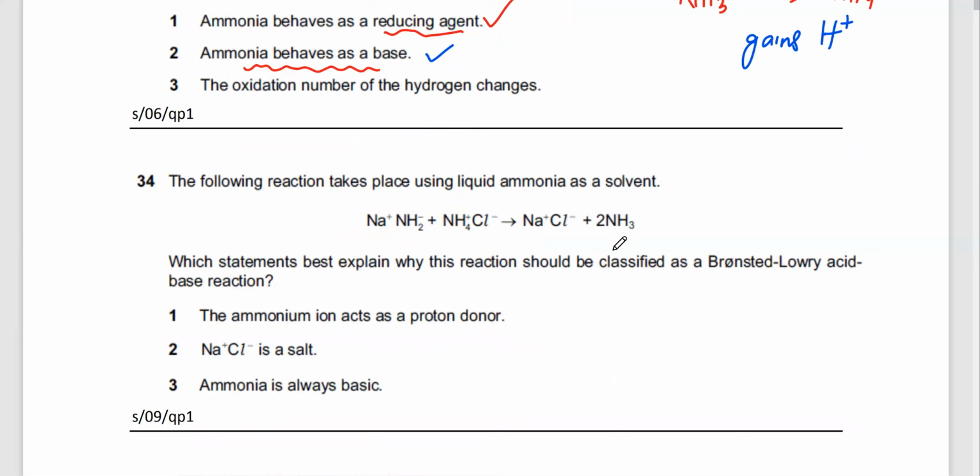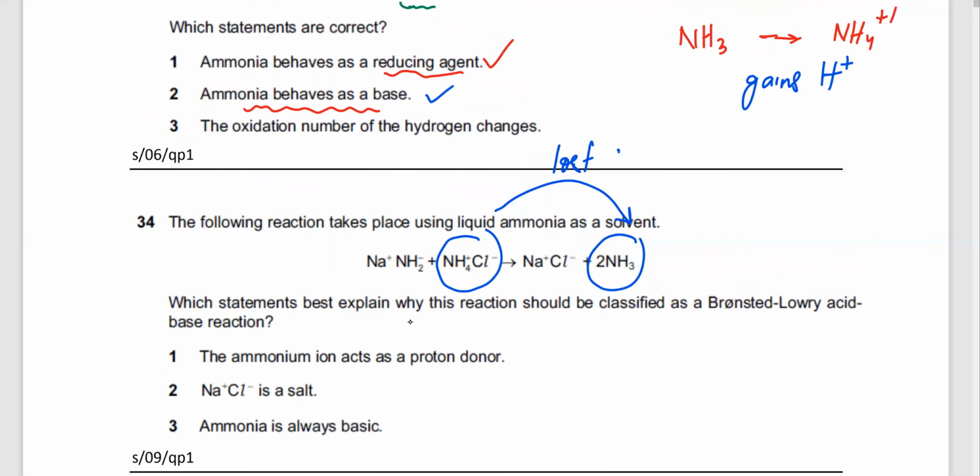Let's move to the next question, which is which statement best explains why this reaction should be classified as a Bronsted-Lowry acid-base reaction. The first one is the ammonium ion acts as a proton donor. So where's the ammonium ion? There is the ammonium ion and there is NH3. That means it lost an H+ ion. So it acts as a proton donor. That's true.